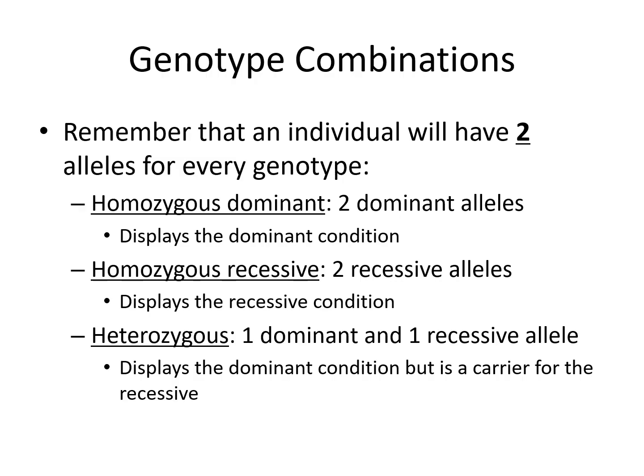The third genotype combination is heterozygous. This is where we have 1 dominant and 1 recessive allele together, and because the dominant allele will mask the recessive allele, we end up seeing the dominant trait being displayed.